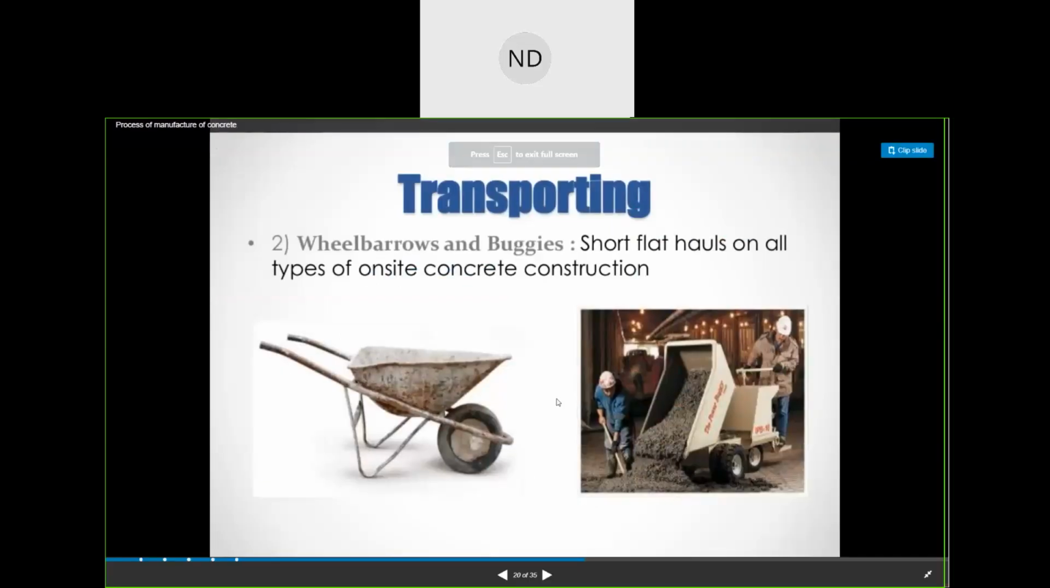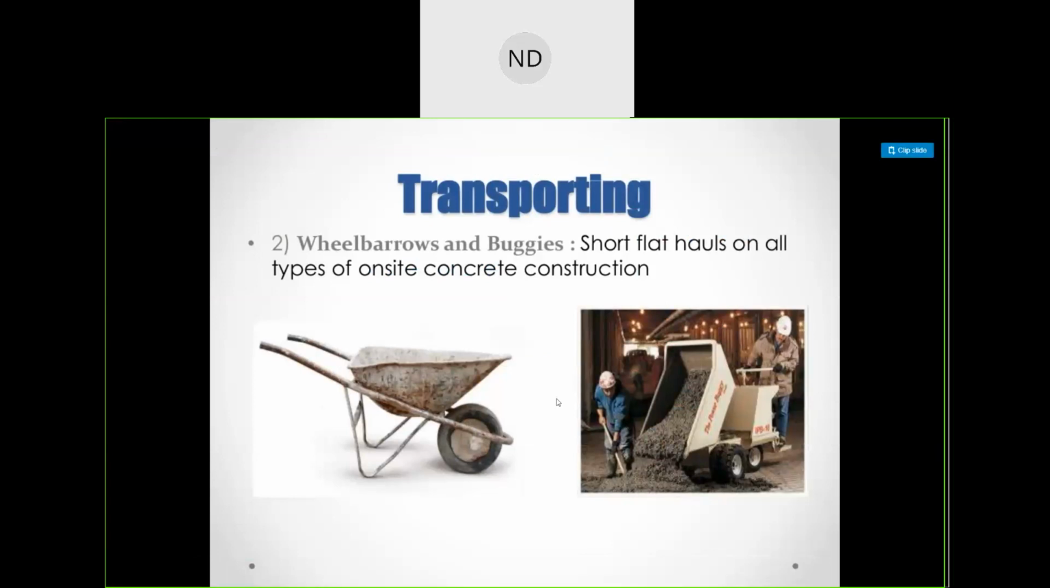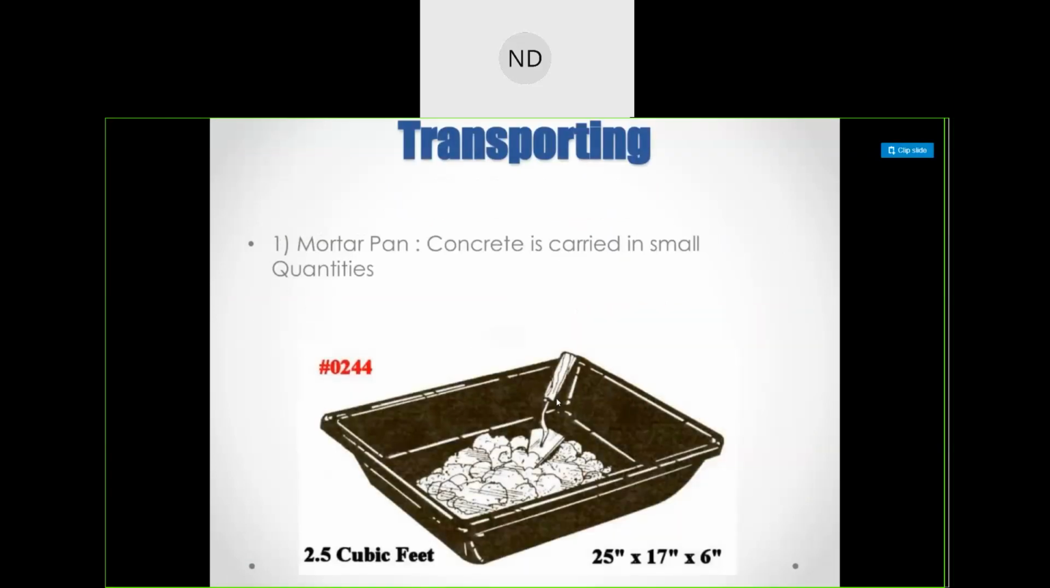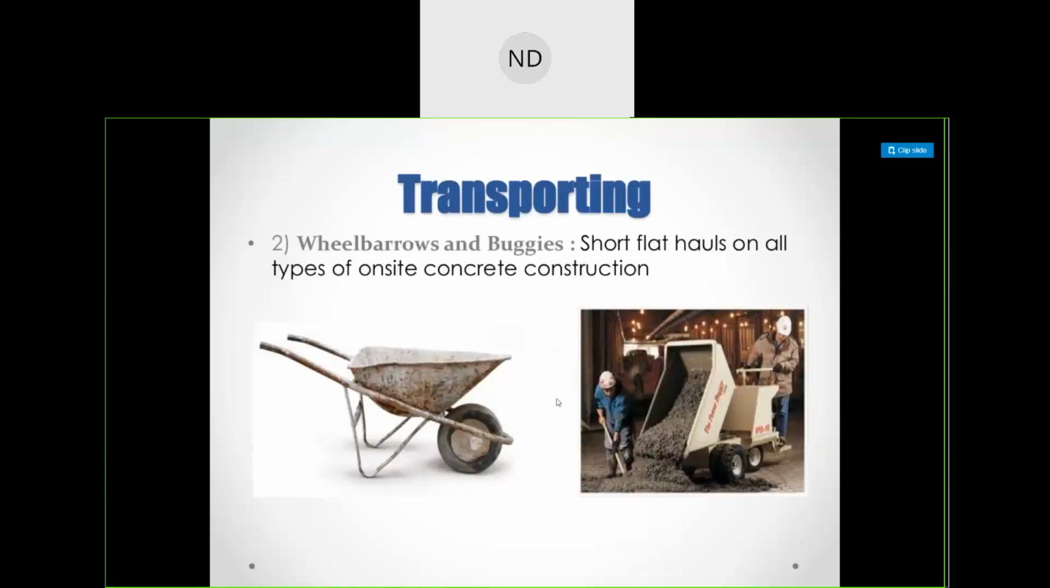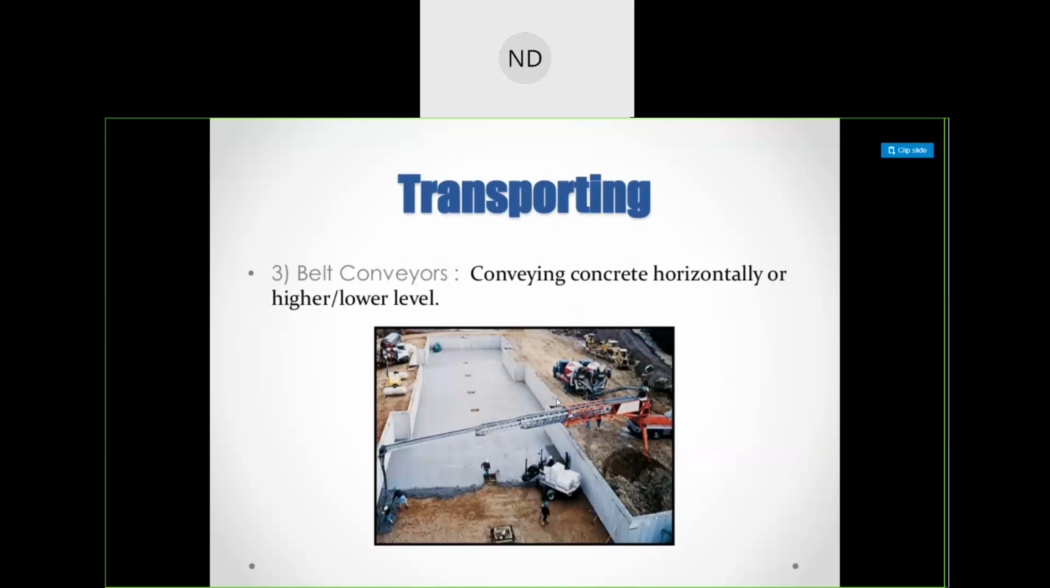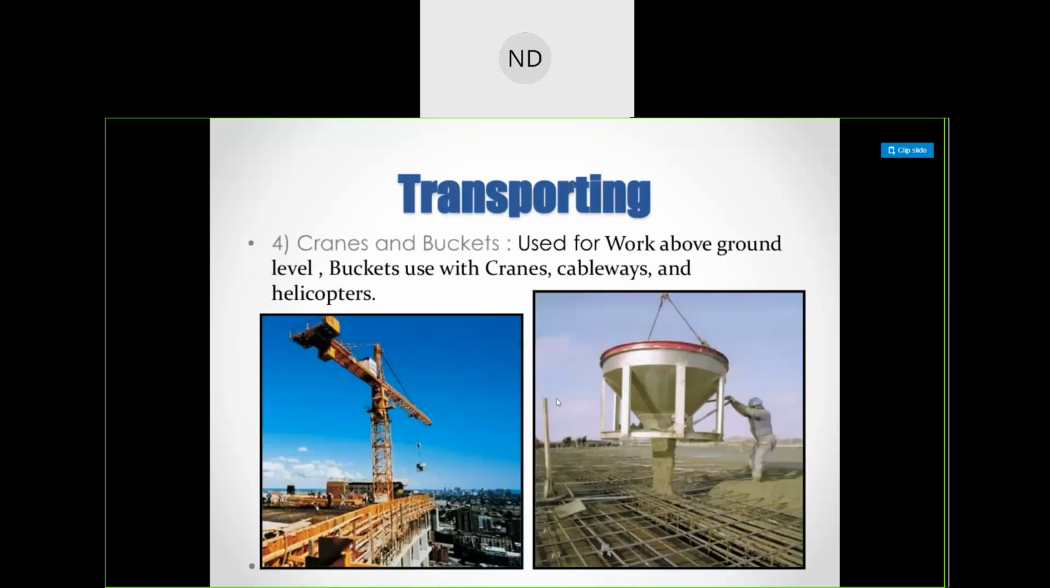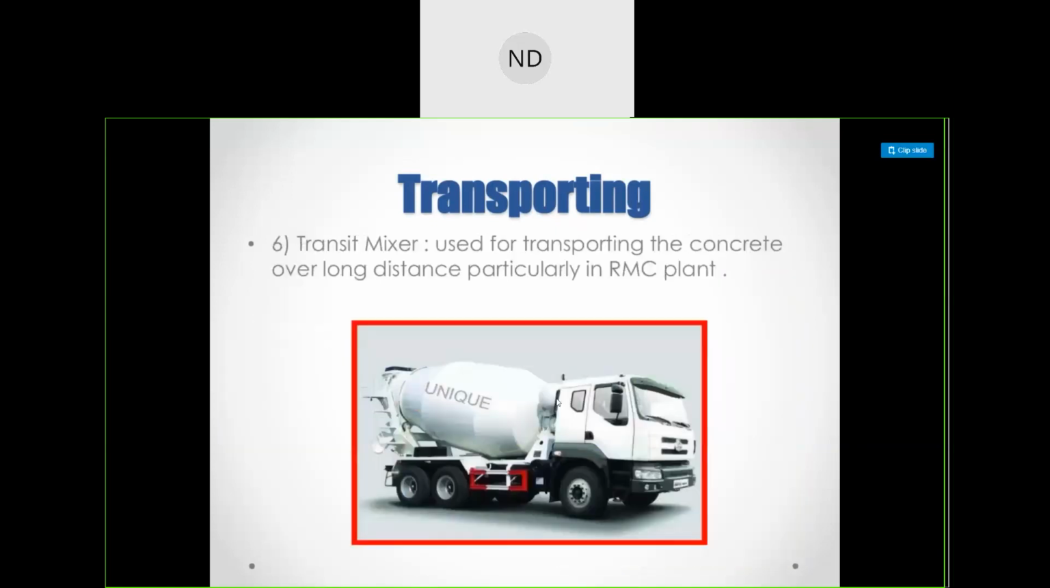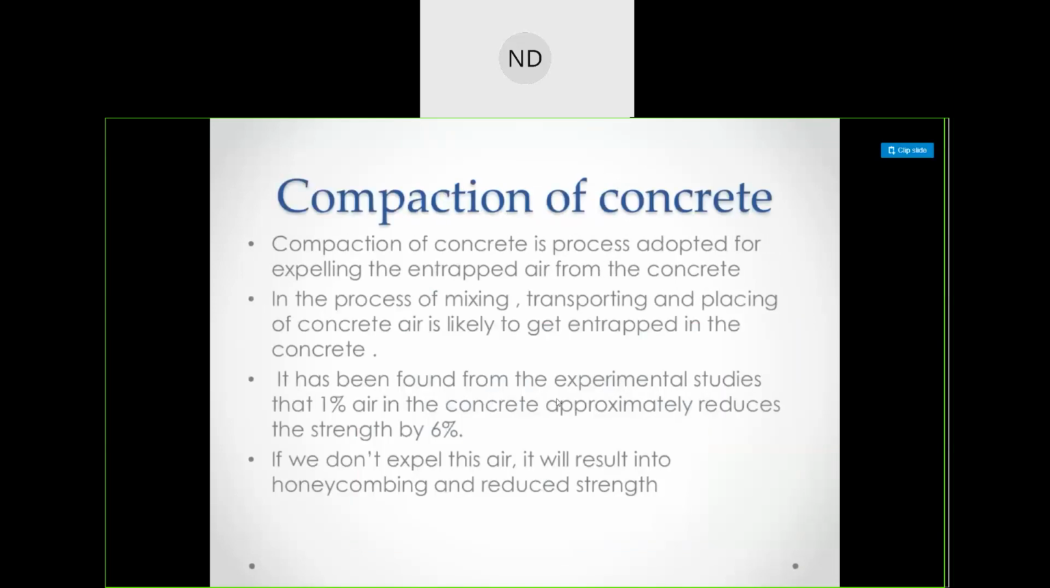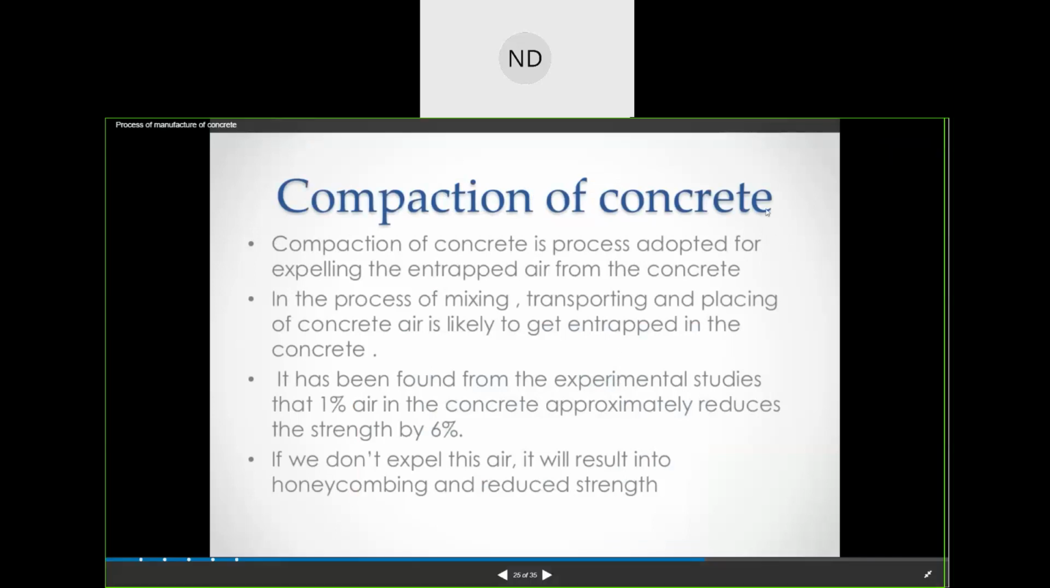I think we have done this, the process of transporting, how we could have transported either by mortar pan, we have wheelbarrows, we have belt conveyors, then we had the cranes and buckets, pumps, transit mixtures. We have already talked about this. Now the next step was after transporting the concrete, we will place it and then do the compaction of concrete, right?